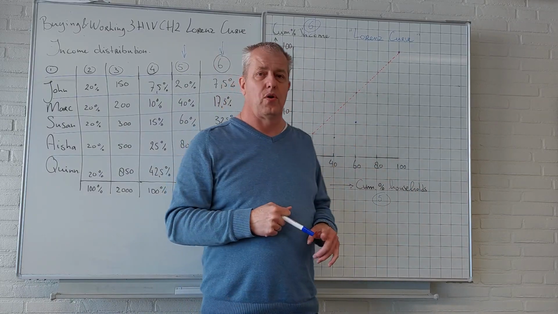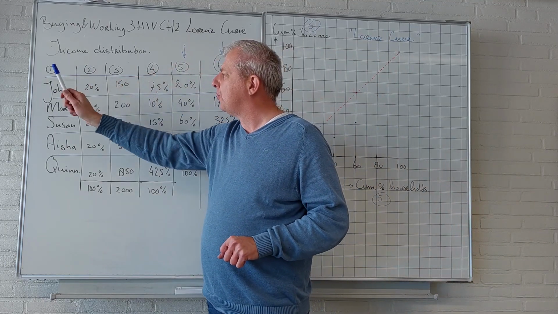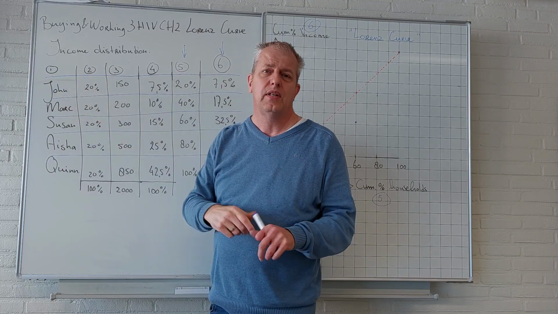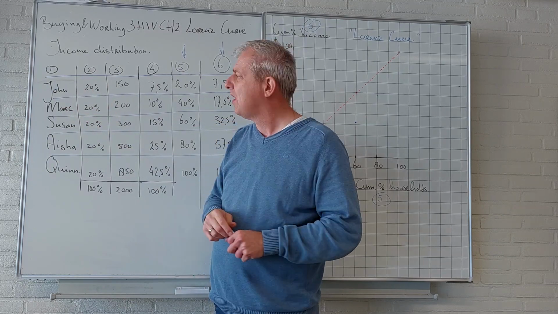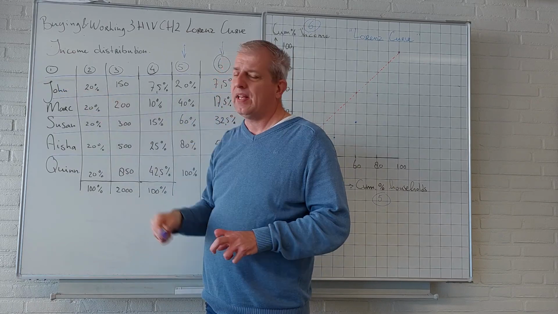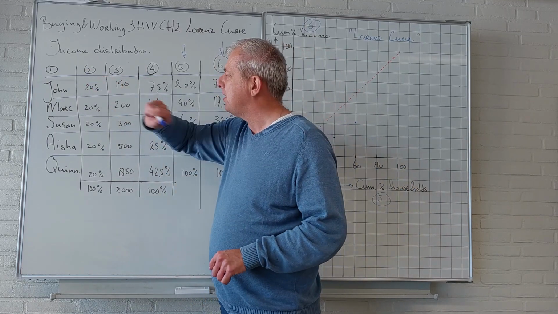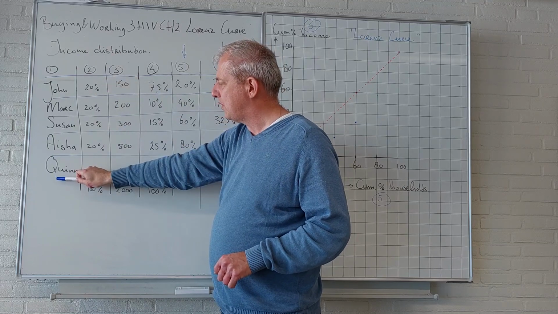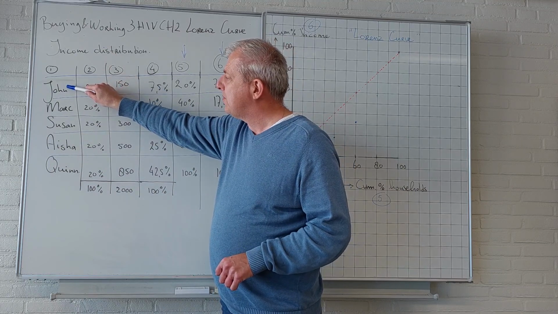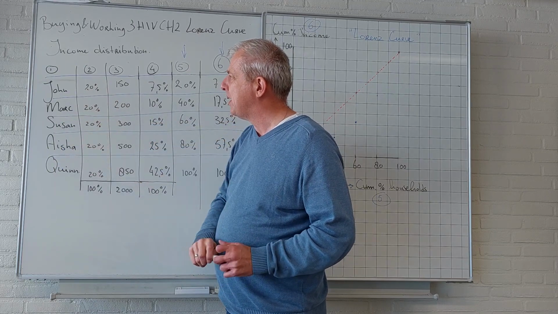draw the so-called Lorenz curve. So, the first thing that you do is you have the groups, or the persons within the group, or the households, whatever the assignment provides you with. And what you do is you put them in order of income, and the person with the lowest income is here above, and then the person with the highest income is at the bottom. So you arrange them from low to high. So John, Mark, Susan, Aisha and Quinn.